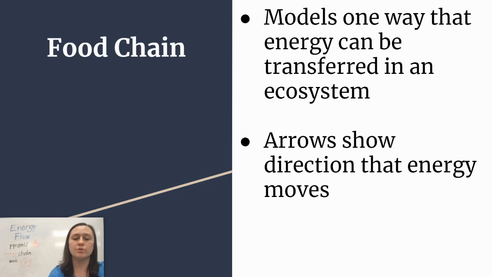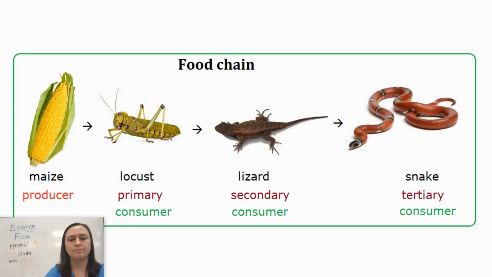The arrows show the direction that energy moves. So it doesn't show what is eating what. It shows the way the energy is moving. So when you see, well, I'll show you in a minute. I don't want to confuse you. But when you see those arrows, it's showing energy is moving from this place to the other place.